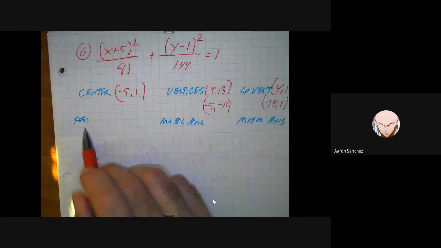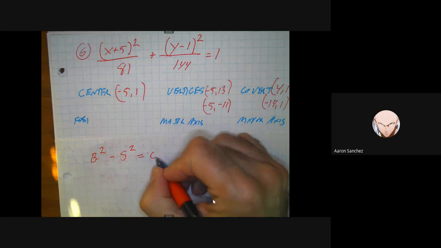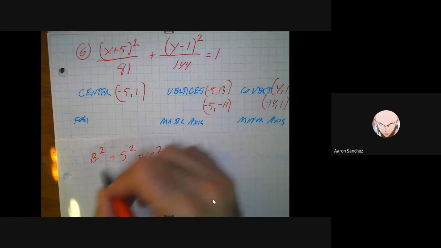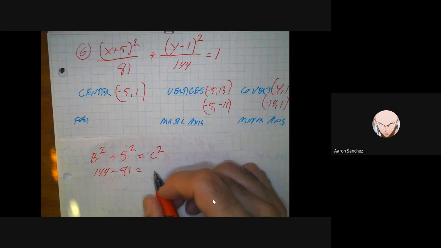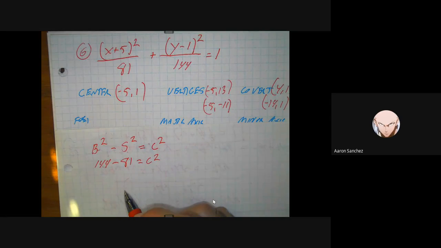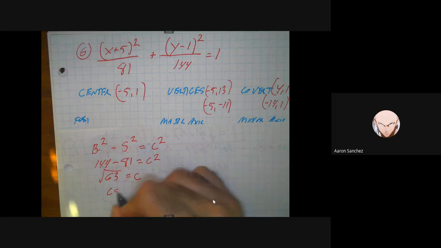Here's my foci. Remember, my foci is big squared minus small squared equals the foci squared. Or it's like the Pythagorean theorem, but subtraction. 144 minus 81 equals c squared. 144 minus 81. That equals 63. So it's the square root of 63.